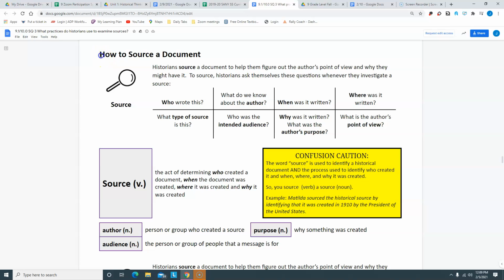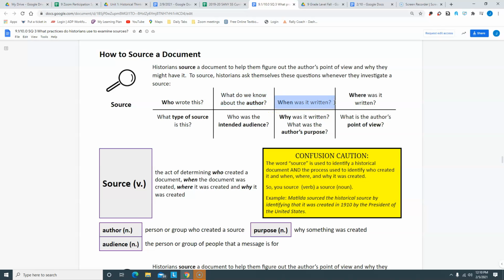Now I want to talk to you about how to source a document. Historians source a document to help them figure out the author's point of view and why they might have it. To source, historians ask themselves these questions whenever they investigate a source. So, to investigate a source, we ask ourselves, who wrote the source? What do we know about the author? Maybe we don't know who the author is or who the illustrator is at all. There are times when that happens.